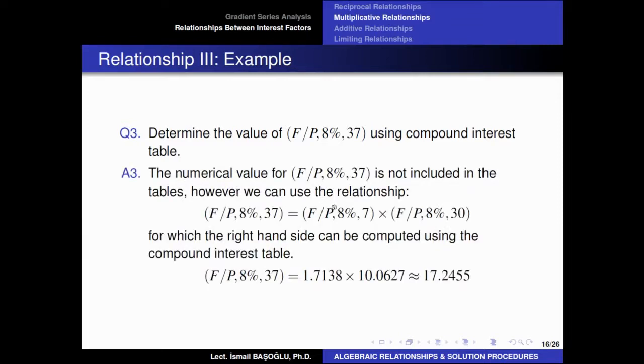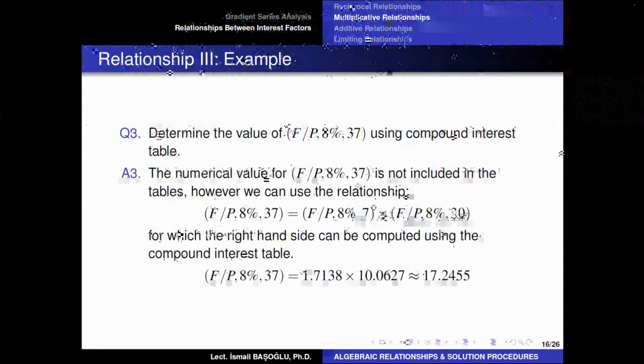So what you can do is use the third type of relationship, the multiplicative relationship, and say that the single payment compound amount factor for 37 years under 8% interest rate can be computed as the multiplication of the single payment compound amount factor for the corresponding interest rate for 7 years times the same compound amount factor for 30 years. So here you can take these two values from the table because we know that there is a row corresponding to 7 years and 30 years, and we can multiply them to calculate the single payment compound amount factor for 37 years.